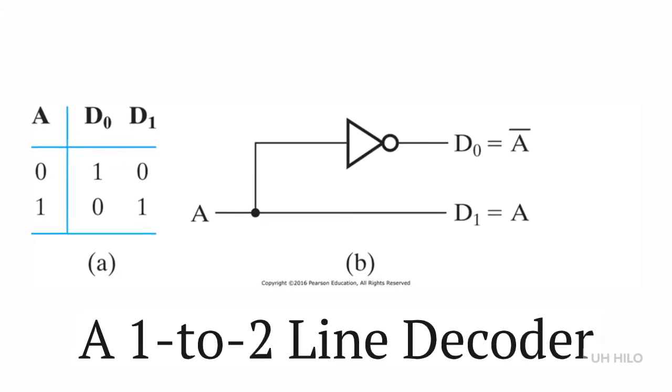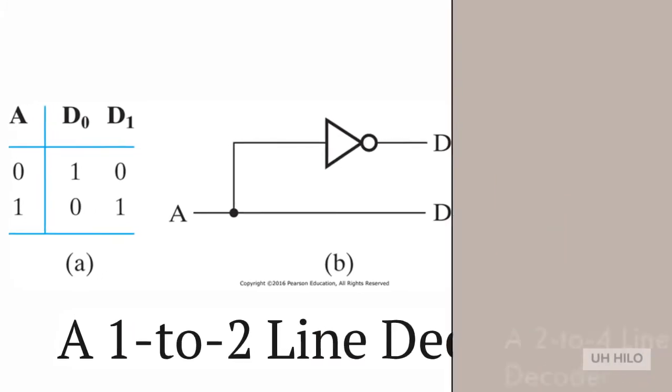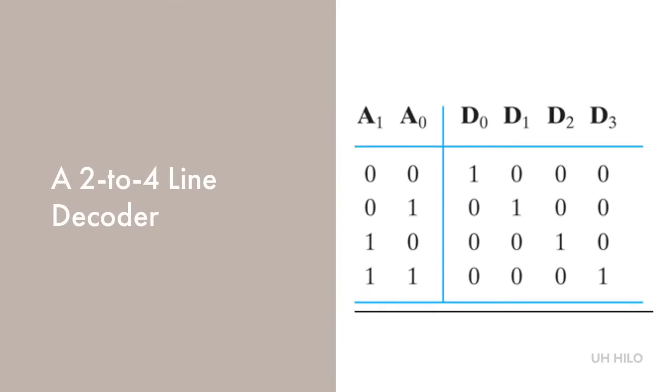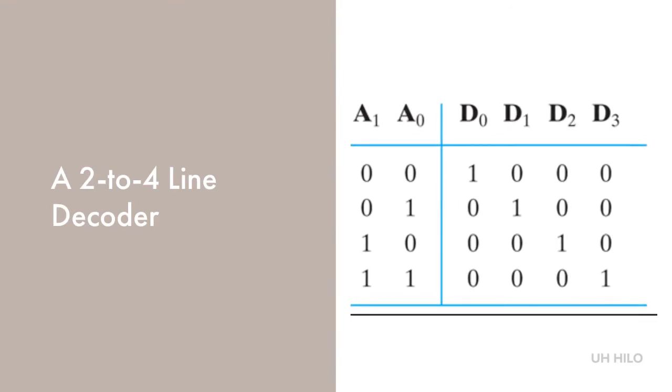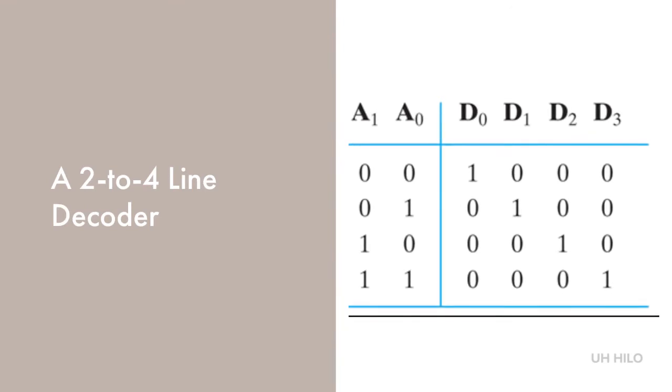Let's see how we can extend this to a 2 to 4 decoder. Here we see the truth table for the 2 to 4 line decoder. The table has 2 variable minterms as its outputs, with each row containing 1 output value equal to 1 and 3 output values equal to 0. Output d sub i is equal to 1 whenever the 2 input values a1 and a0 are equal to the binary code for i. There are 4 possible minterms, so we're going to need 4 outputs.